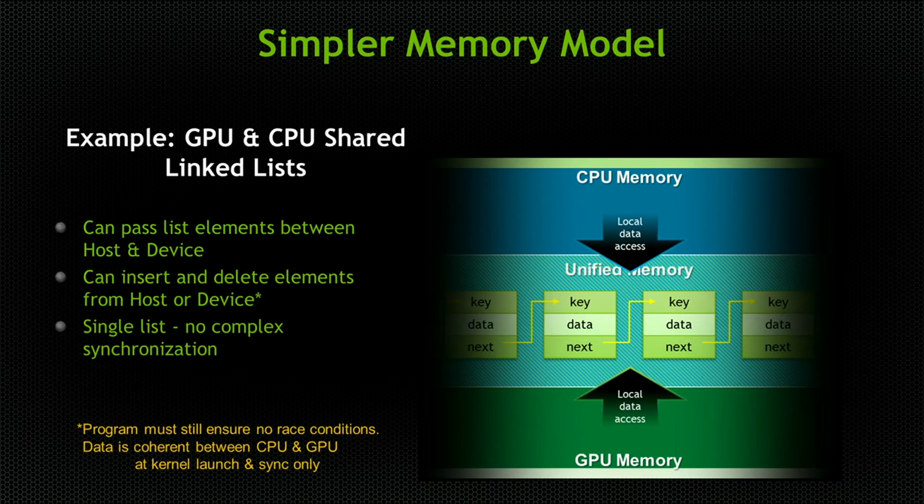But with unified memory, we allocate the whole data structure in the managed space, and now we have a single linked list that we can share between the CPU and GPU. We can access elements from either processor. We can insert and delete elements from either processor. And we just have to make sure we don't have race conditions between them.